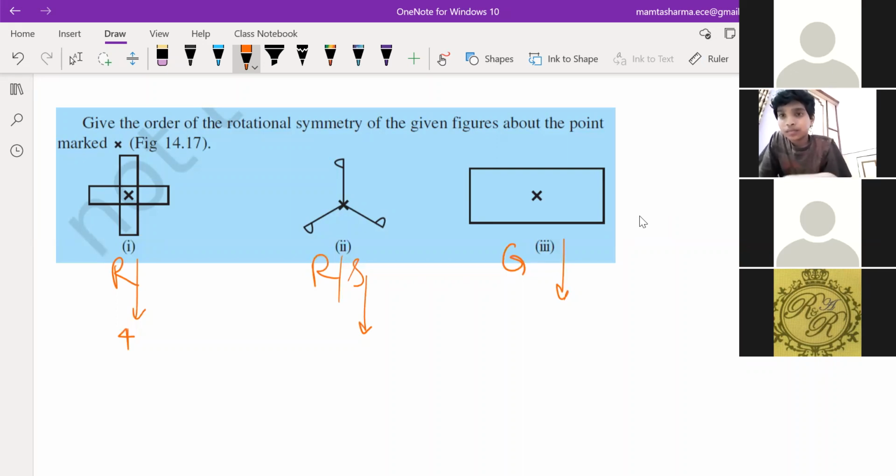Ma'am, the order of rotation is 3, and to find the angle of rotation, 360 by 3 would be 120 degrees. So the angle of rotation is 120 and the order of rotation is 3. Yes. Shiva Pranav, same answer, ma'am. Correct.